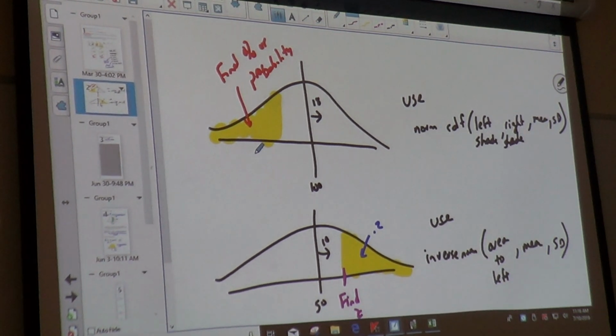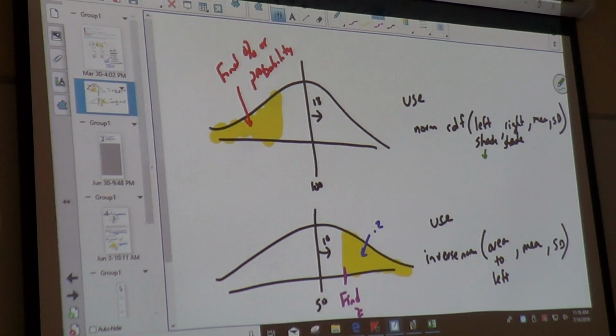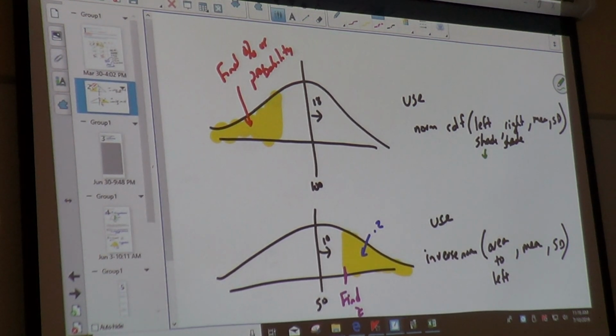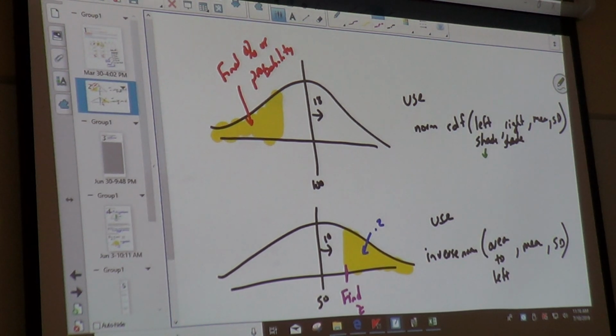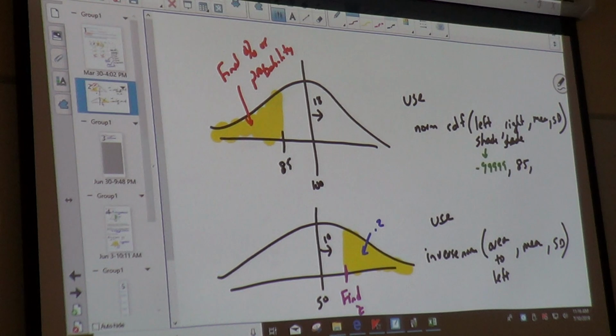So for the first one, what is going to be my left shade? Where did I start shading on the left? Where did my shade begin? Negative 99999, because it's going towards negative infinity. Where did my shade end? It would help if I would have told you, wouldn't it? 85. What is my mean? 100, and my standard deviation is 18.